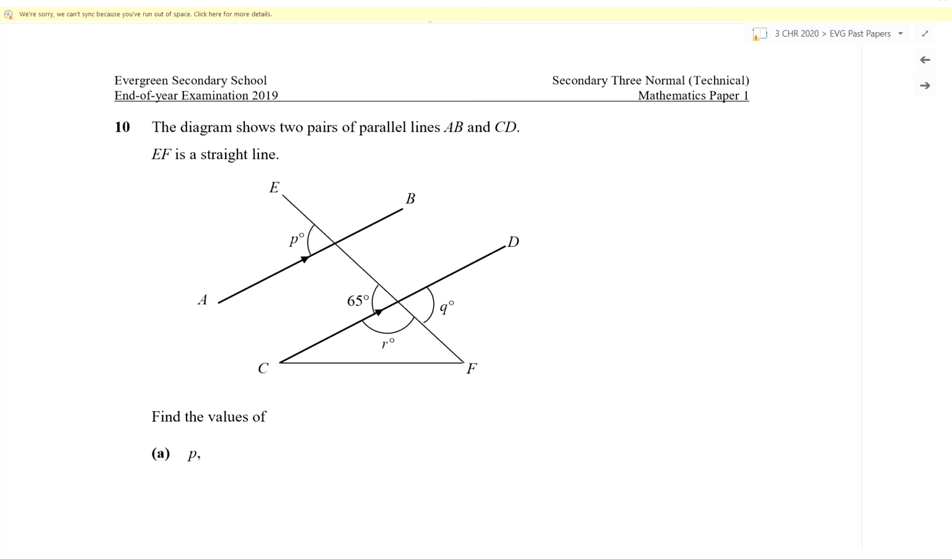Okay, now this is on properties of parallel lines. Let's do a recap.